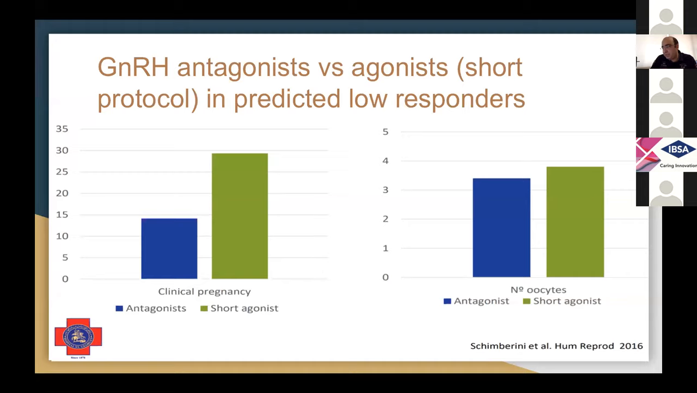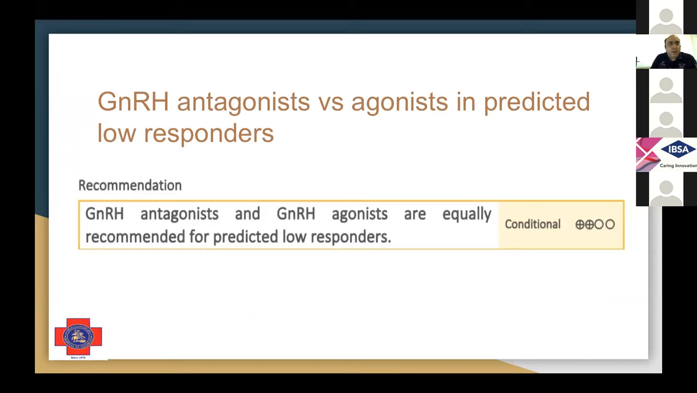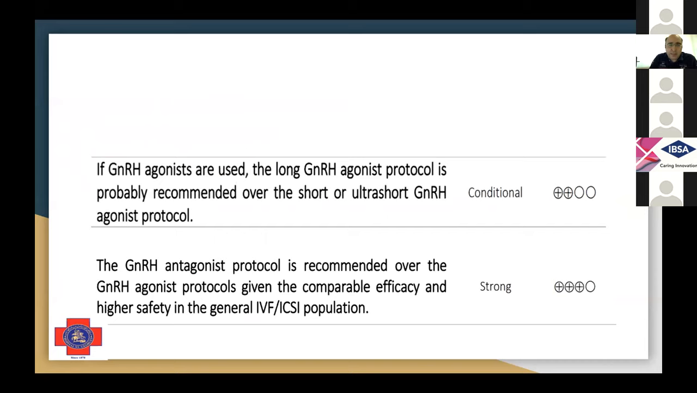But don't forget, even if we have a low responder, the cycle must be of normal length. If we have a short length of the cycle, don't use the short protocol. Recommendation: GnRH agonists and GnRH antagonists are equally recommended for predicted low responders. If GnRH agonists are used, the long protocol is probably preferable to the short and the ultra-short agonist protocol. The antagonist protocol is recommended over the GnRH agonist protocol given the comparable efficacy and higher safety in the general IVF population. It's a strong recommendation officially.